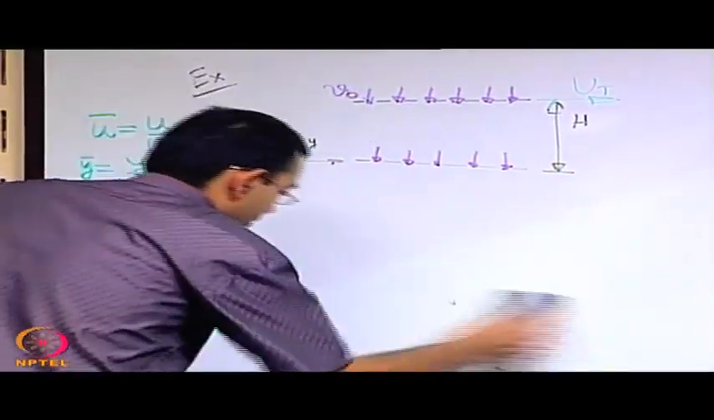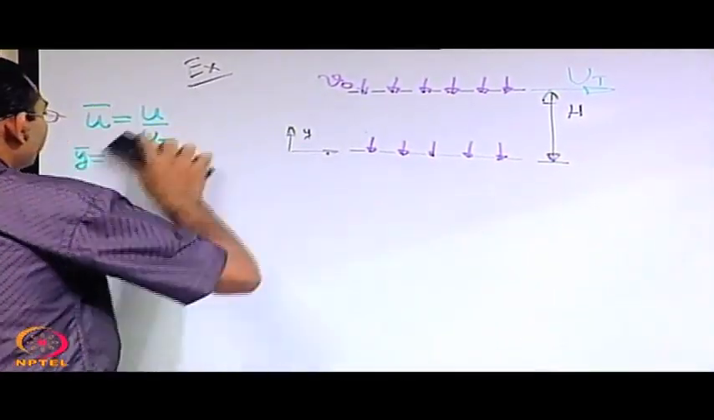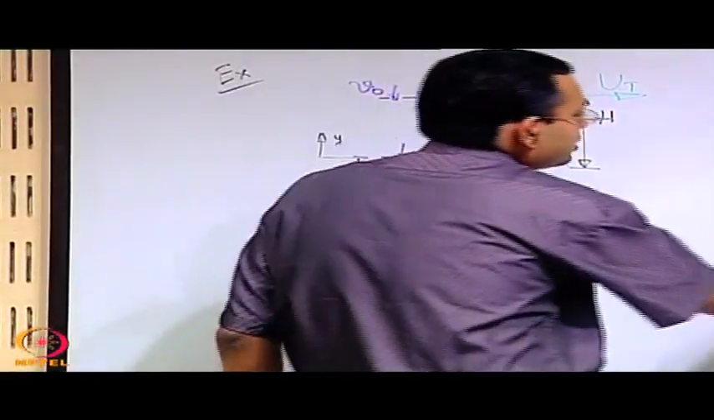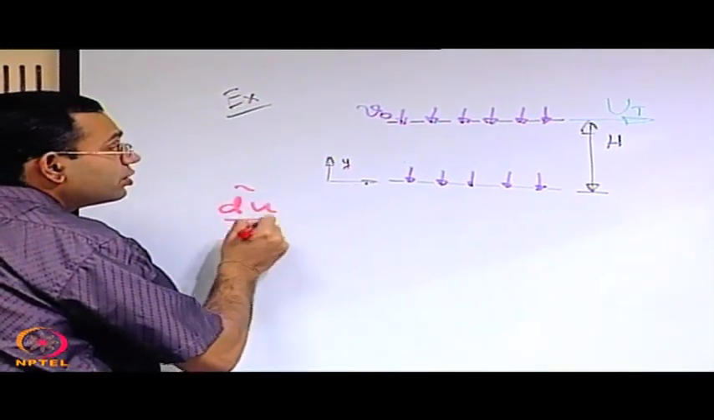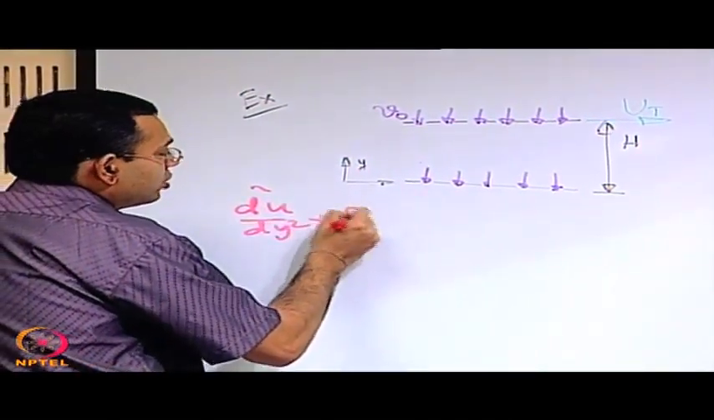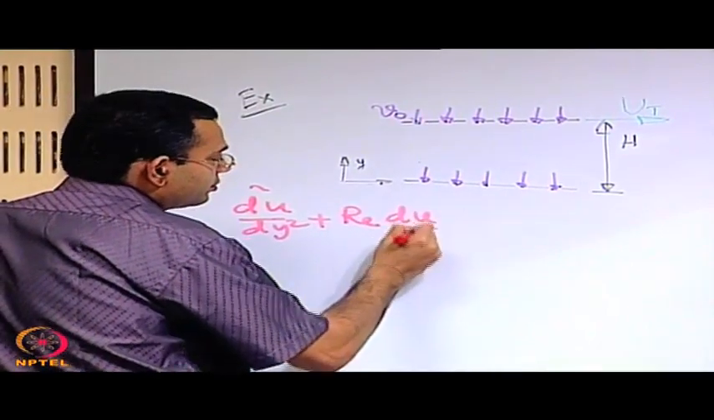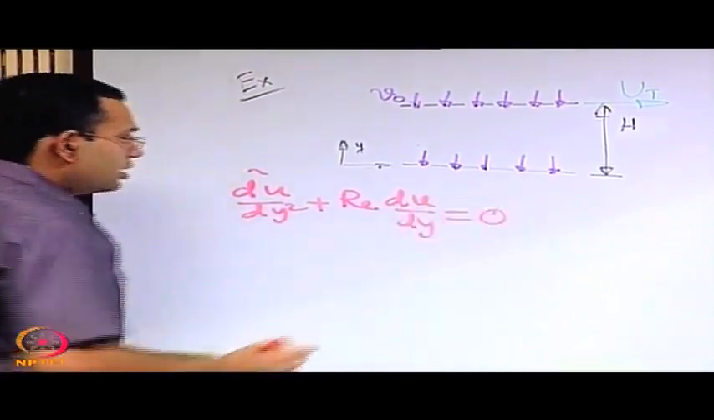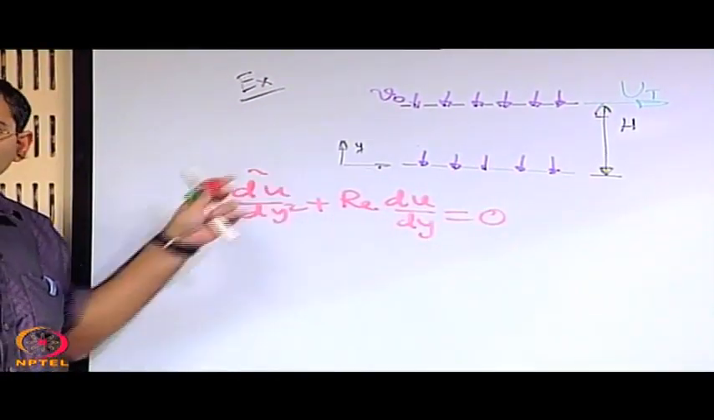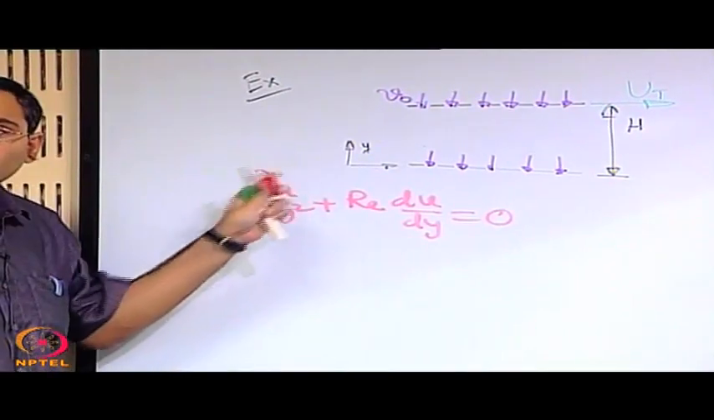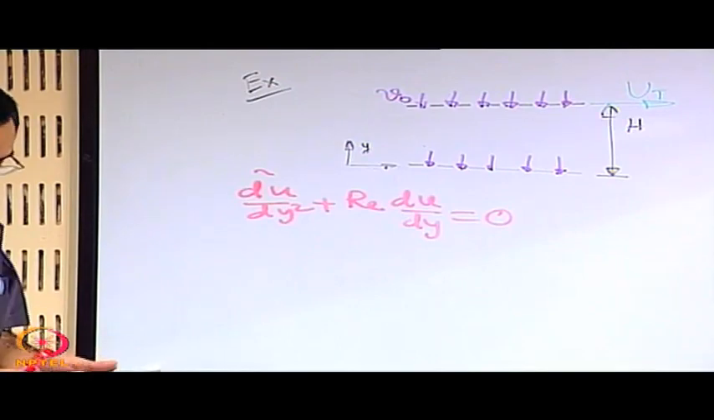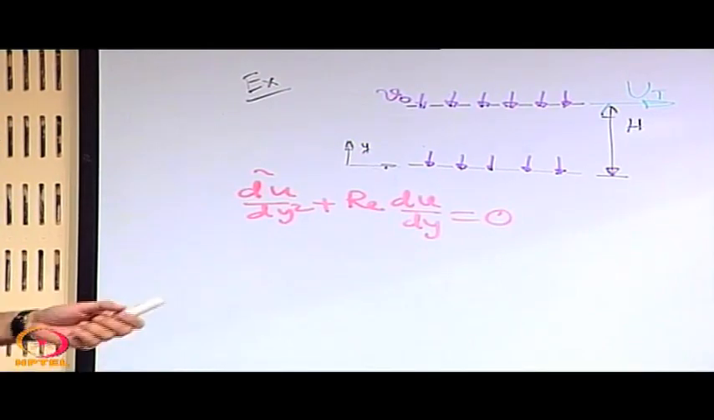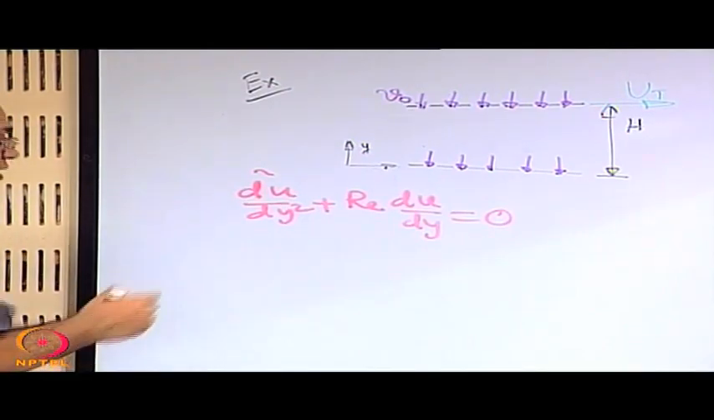So what we will do, first of all, for writing convenience, let us omit the bar at the top. So we will just write d2u/dy2 plus Reynolds number into du/dy equal to 0. Remember these are all actually u bar, y bar; just for convenience in writing we are dropping the bar. Now what we will do is consider two limiting cases. What are the limiting cases?